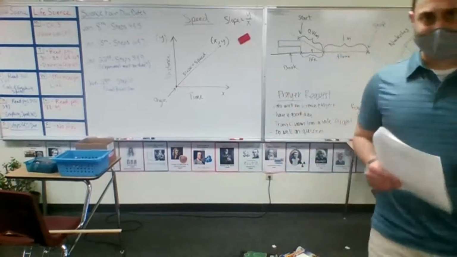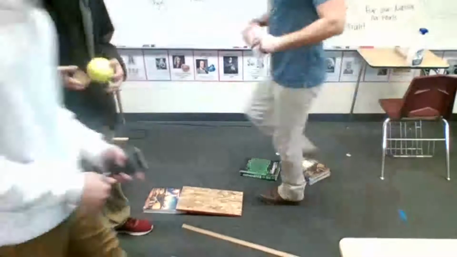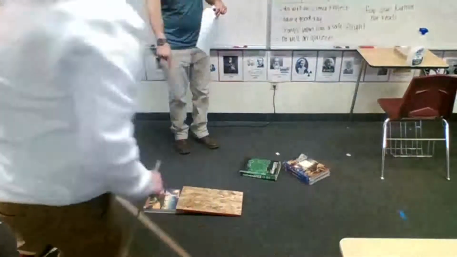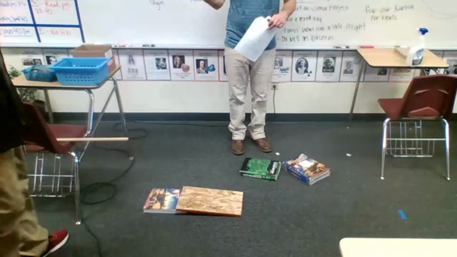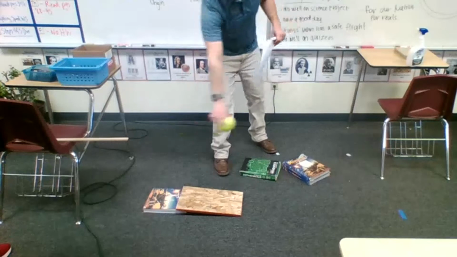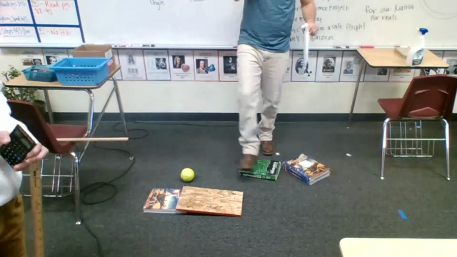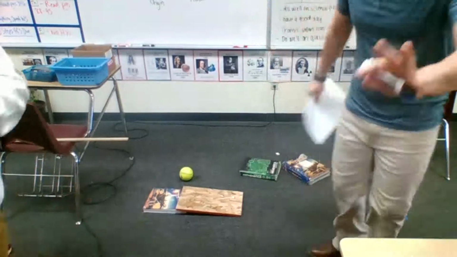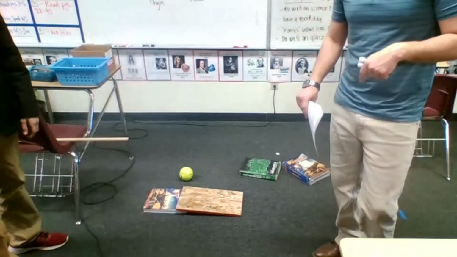So essentially what's happening is we've got our little setup here. We're using different numbers of books to prop up a ramp, and then we are going to roll a softball. Here, hand me the softball. We're going to roll the softball down the ramp, and we're going to measure the time and the distance it's going to be traveling. We're going to use that information to calculate the speed of the ball.